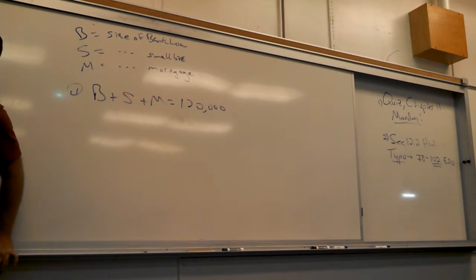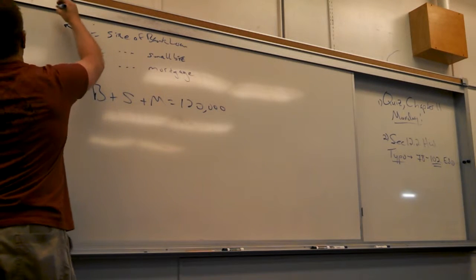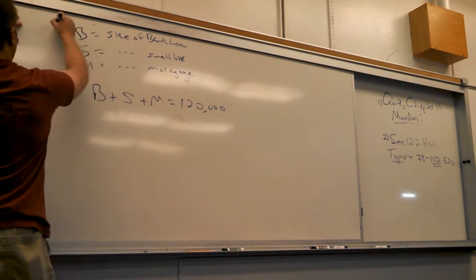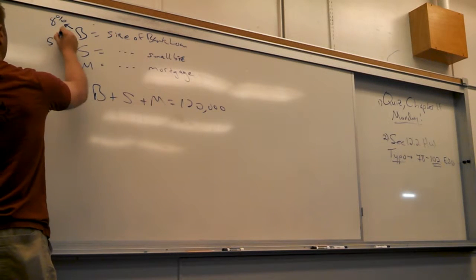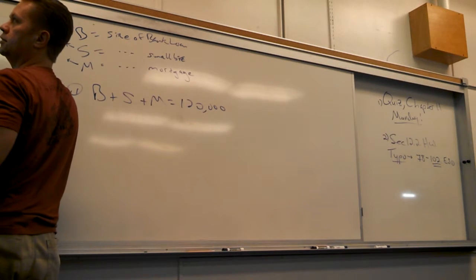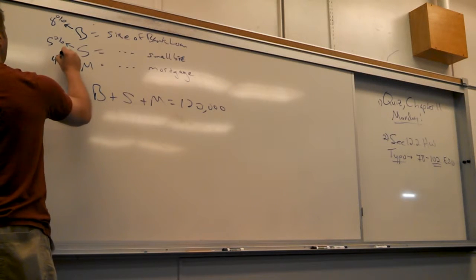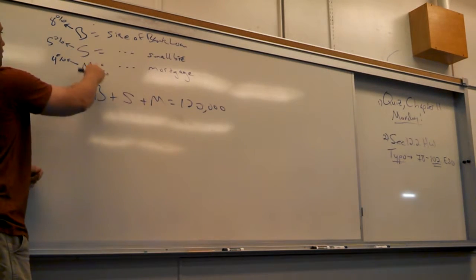Let's see. Her bank loan was at an interest rate of 8%. The small business loan is an interest rate of 5%. So let's put that over here. 8%, 5%, and the mortgage 4%.